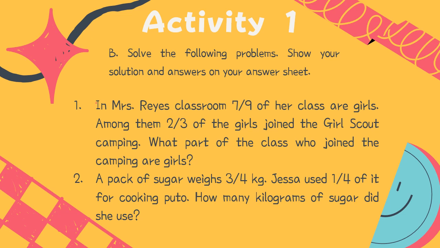For number 2, a pack of sugar weighs 3/4 kilogram. Jessa used 1/4 of it for cooking puto. How many kilograms of sugar did she use? Show your solutions on your answer sheet. Don't forget, you need to answer what is asked, what are given, what operation to be used, and your answer and solution.